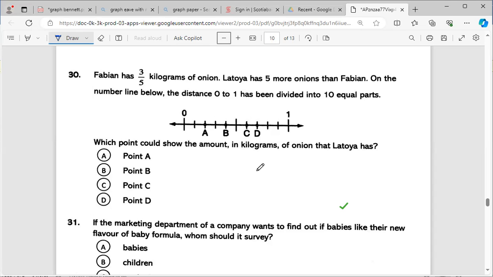So Abby, we're waiting on Abby. So it says Fabian has 3/5 kilograms of onion. Latoya has 5 more onions than Fabian. On the number line below, distance 0 to 1 has been divided into 10 equal parts.